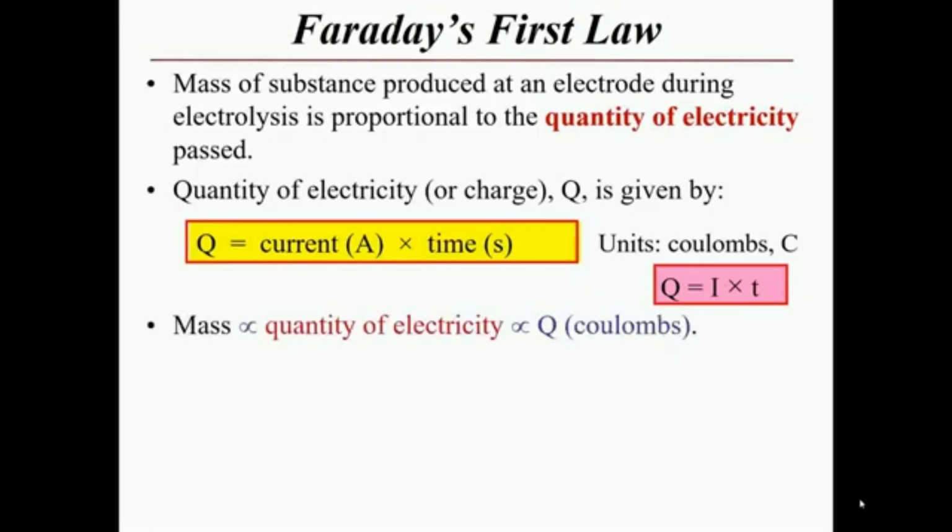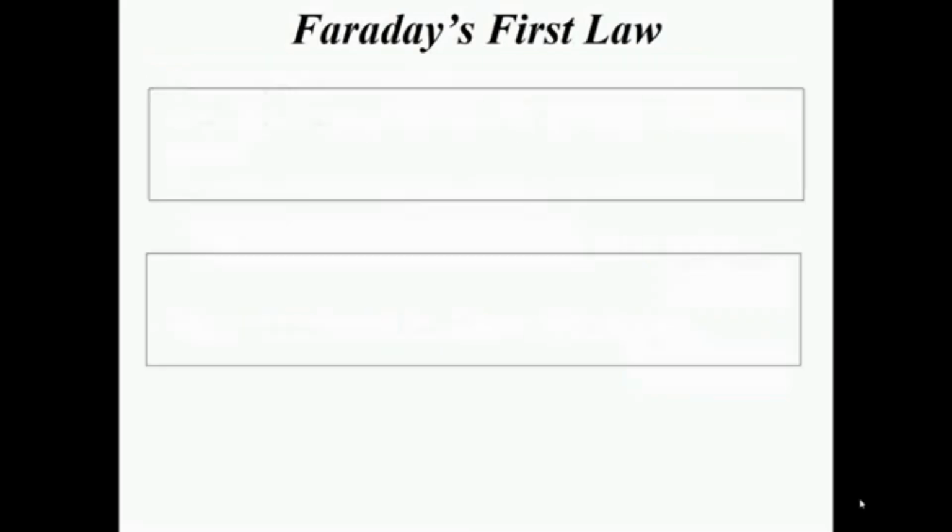Hence, the mass is proportional to the quantity of electricity, which is Q in coulombs. So we have mass proportional to I times t, I being the current in ampere, t being the time in seconds.